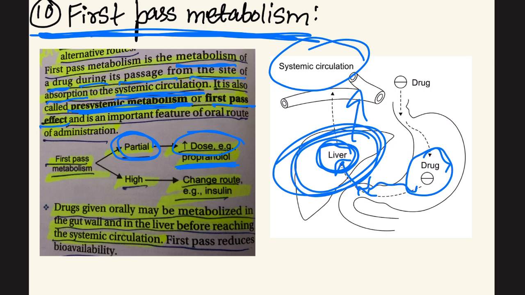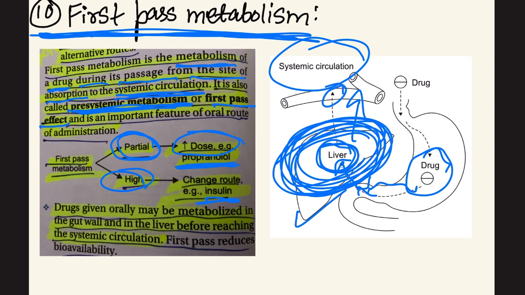And suppose if the first pass metabolism is very high for some of the drugs, for example insulin, in that case we need to change the route. That is, instead of giving the drug by oral route, here in insulin we are giving by subcutaneous route. In case of emergencies like diabetic ketoacidosis, we can give by IV route also, because in that case it will bypass this first pass metabolism which occurs in the liver, and directly the drug will enter into the systemic circulation.